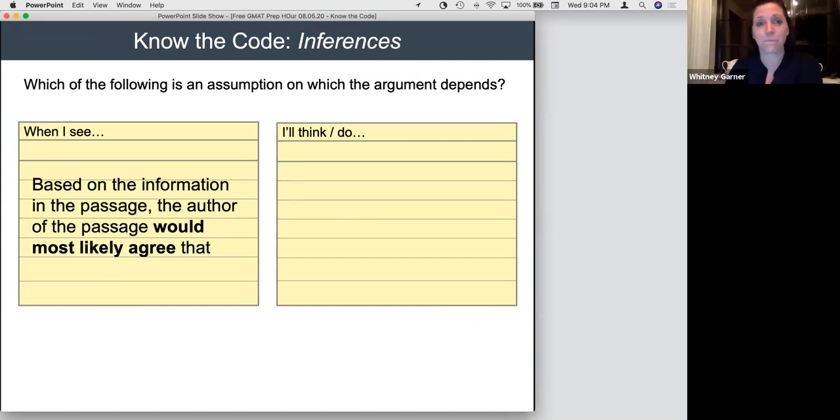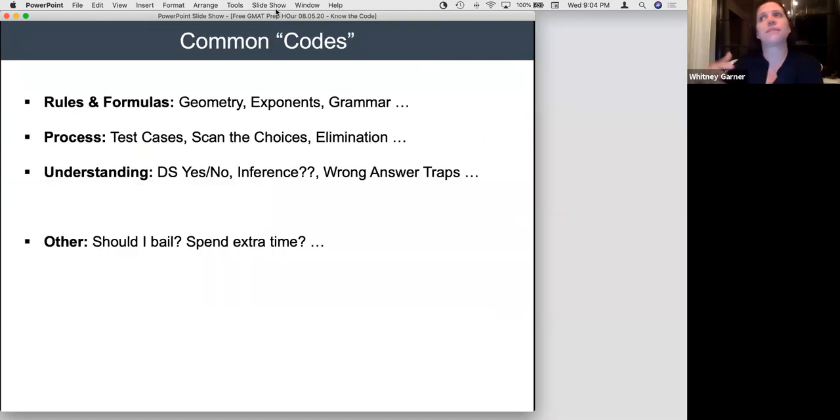Yeah. So here's the deal. There are a million different codes that can show up on flashcards. And no, we don't have some compendium of them, because these are going to be in many ways specific to the exact mistake or issue that you have. Just know that common codes can come from rules or formulas, right? Geometry, exponent rules, even just grammar rules.